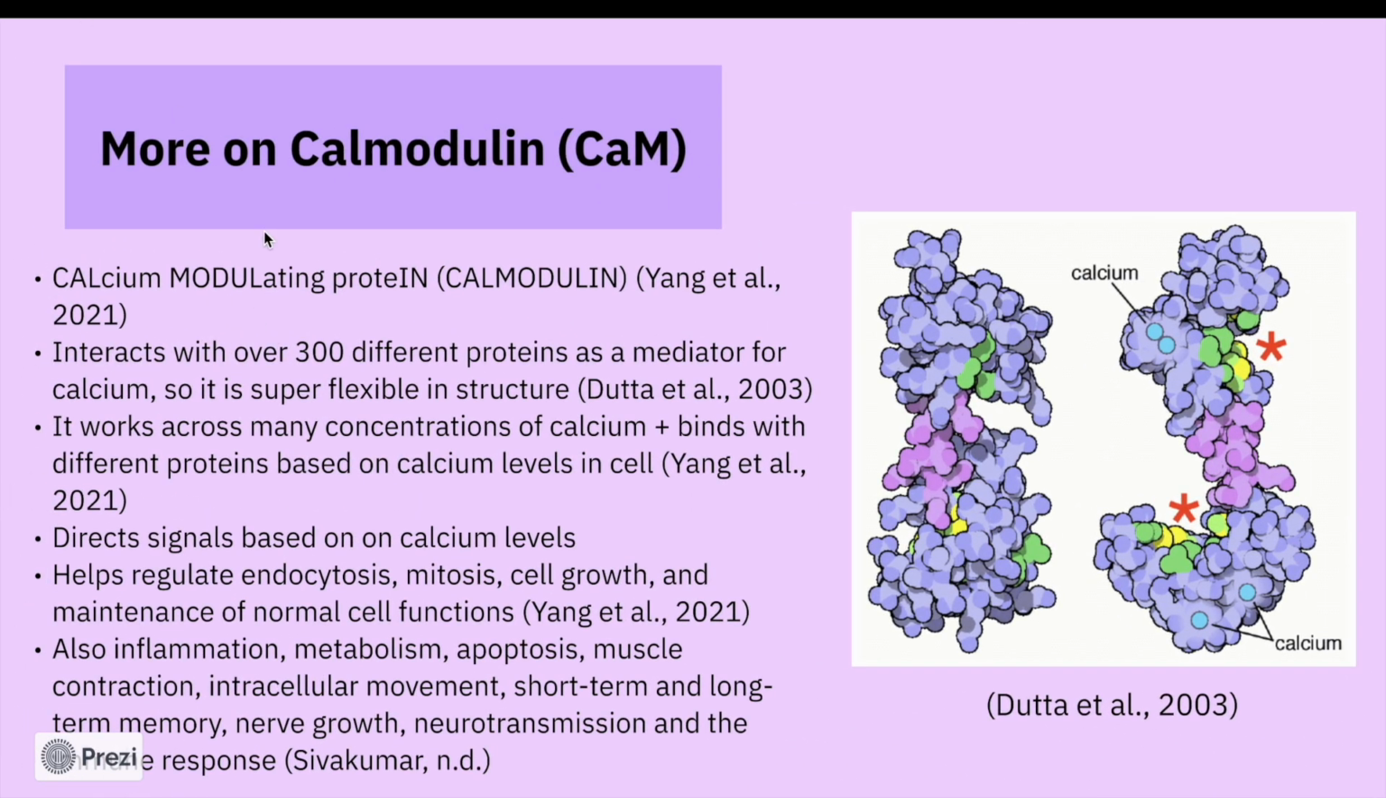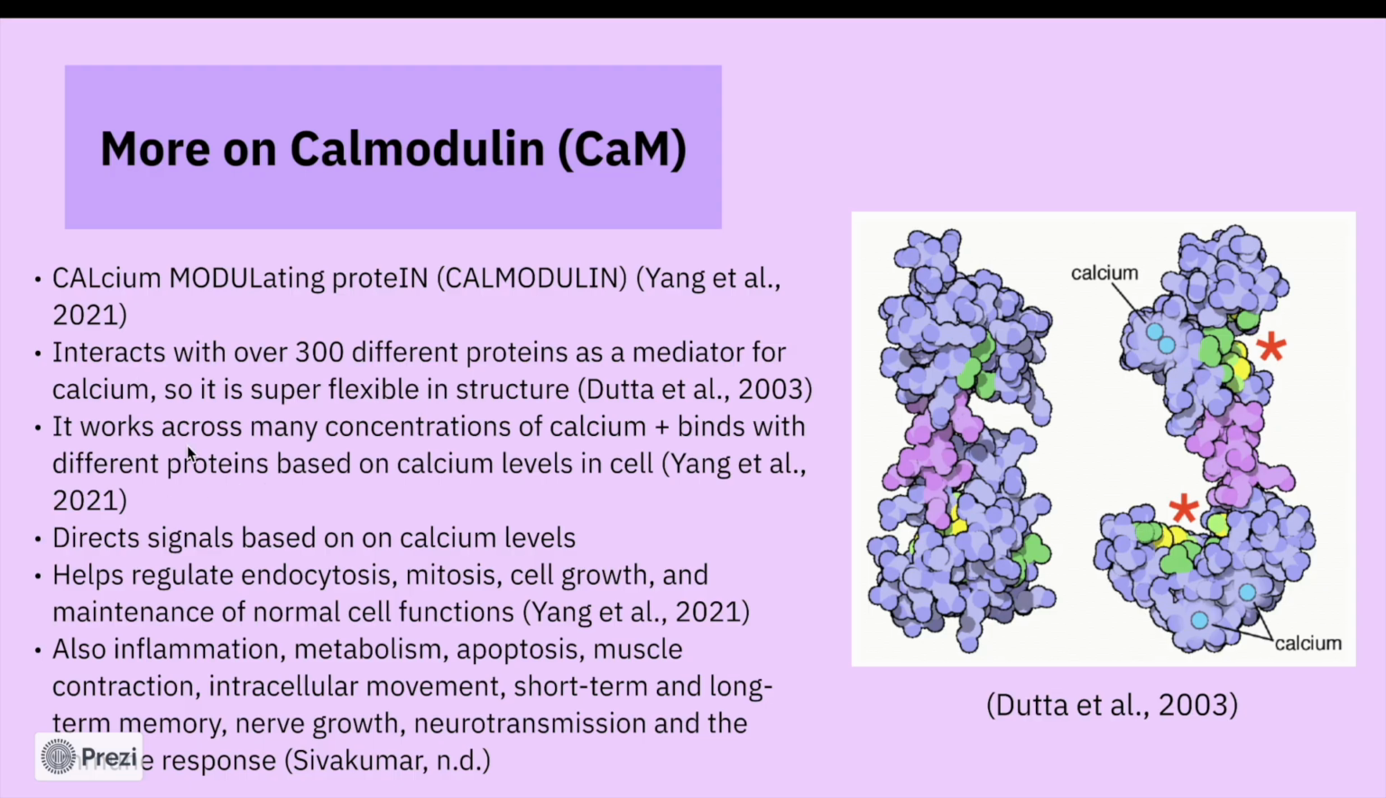Okay, and more on calmodulin. So I was really curious about calmodulin, so I thought that I'd research it a little bit more. So this is where the name comes from. It's from calcium modulating protein, calmodulin. And I was really surprised to learn this. It interacts with over 300 different proteins as a mediator for calcium, and is a super flexible structure.